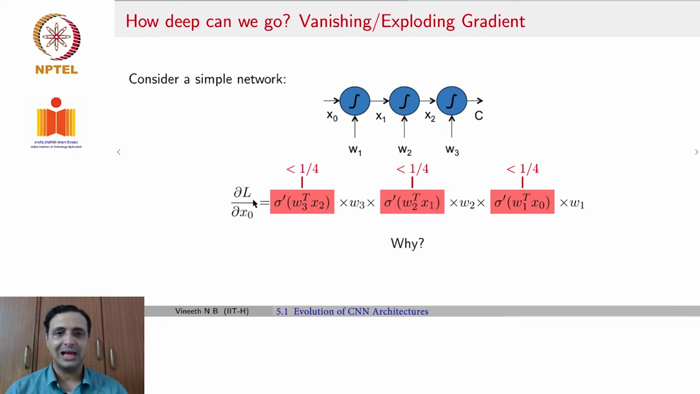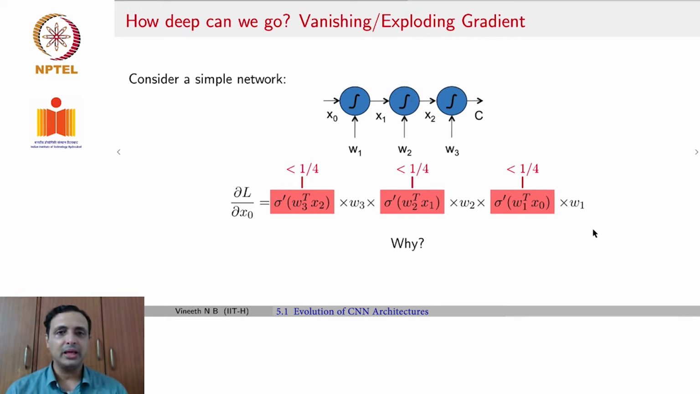If you now took a loss L and wanted to find ∂L/∂x0, which is one of the initial layer's inputs, you have ∂L/∂x0 equal to σ'(w3ᵀx2) · w3 · σ'(w2ᵀx1) · w2 · σ'(w1ᵀx0) · w1, where σ' is the gradient of the sigmoid function. This comes from applying the chain rule. You work out the gradient in each step, considering a sigmoid activation function in each layer, and you would get this.